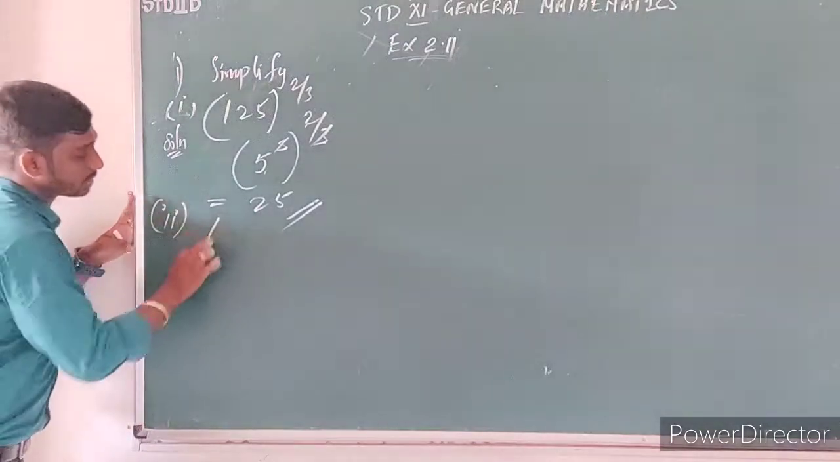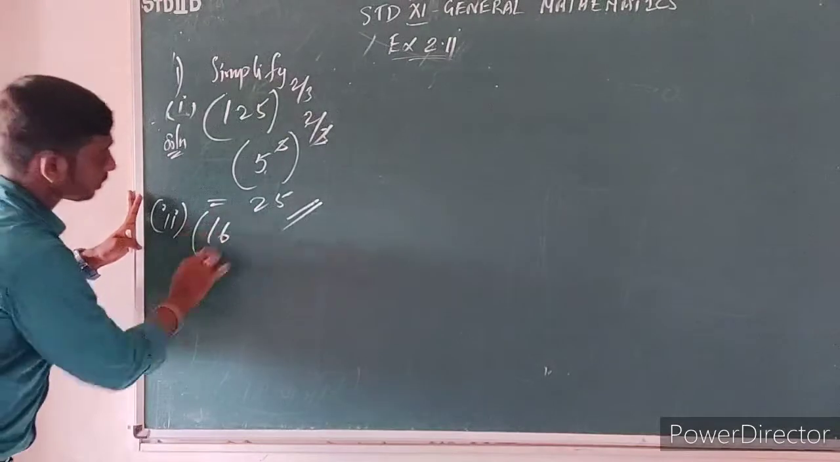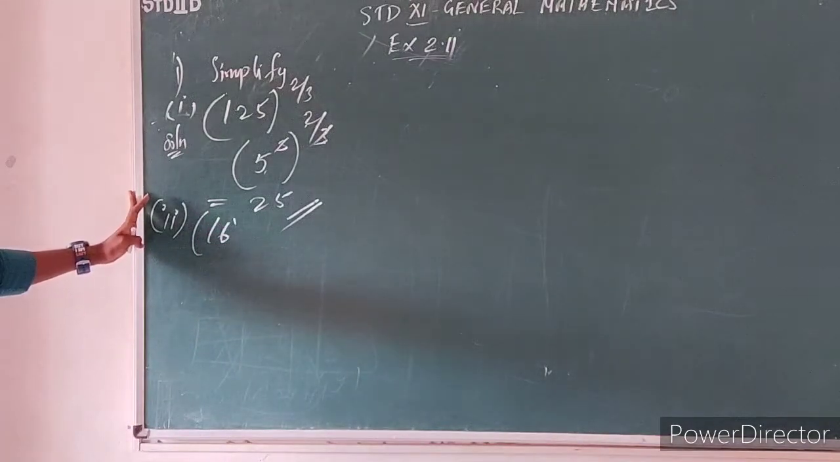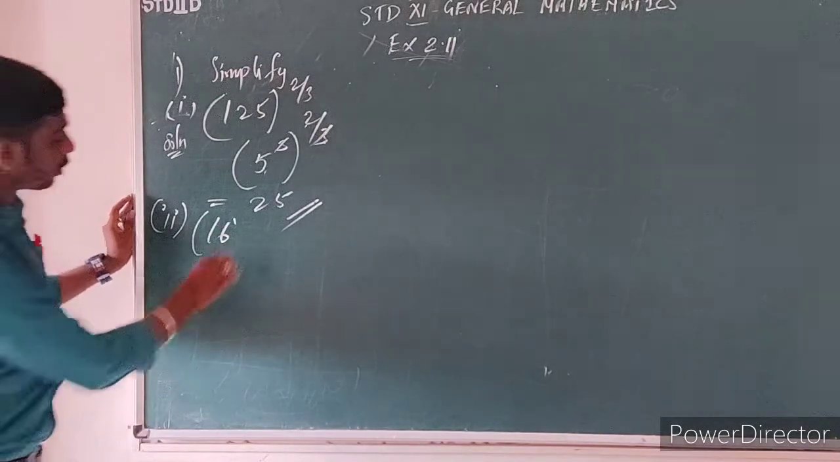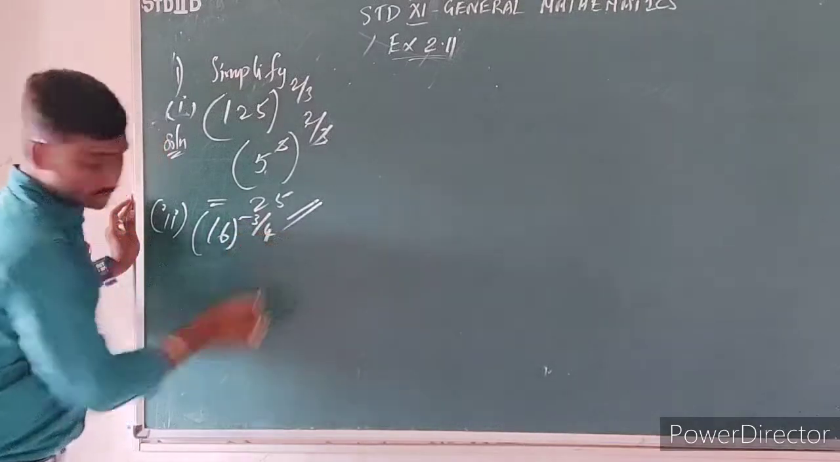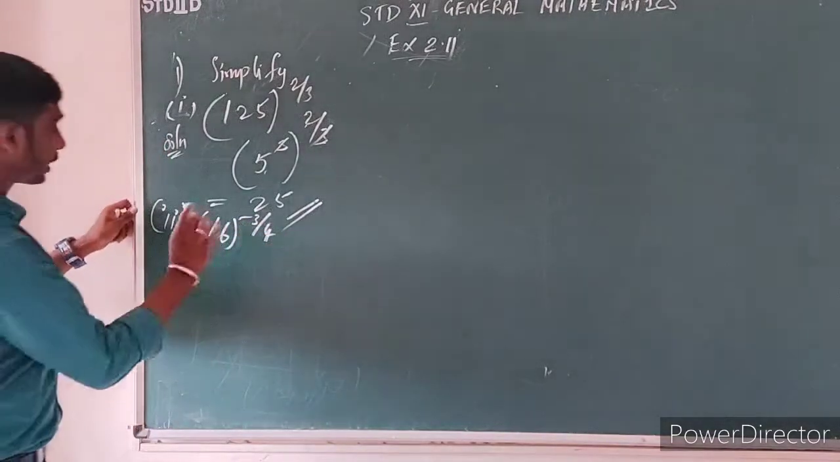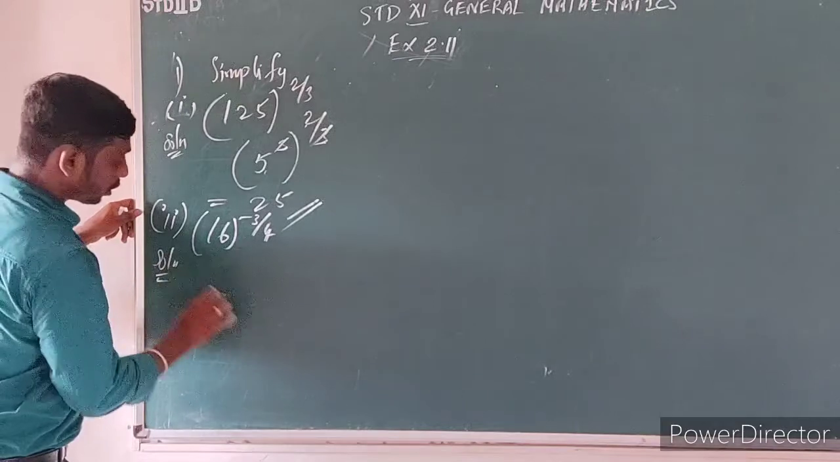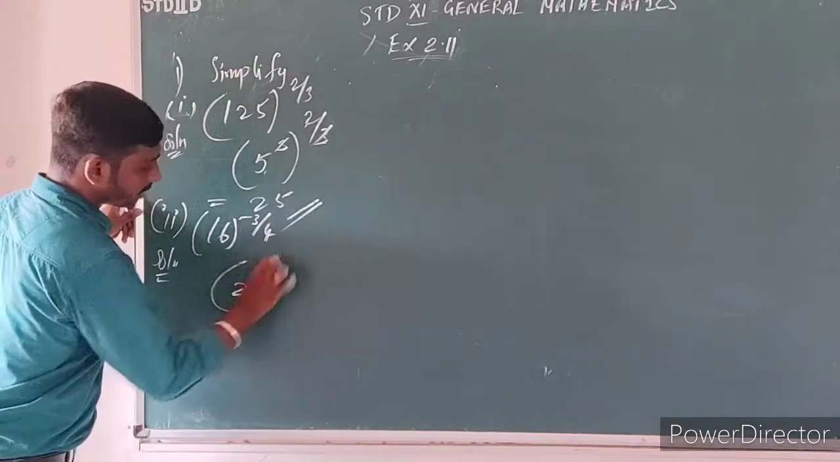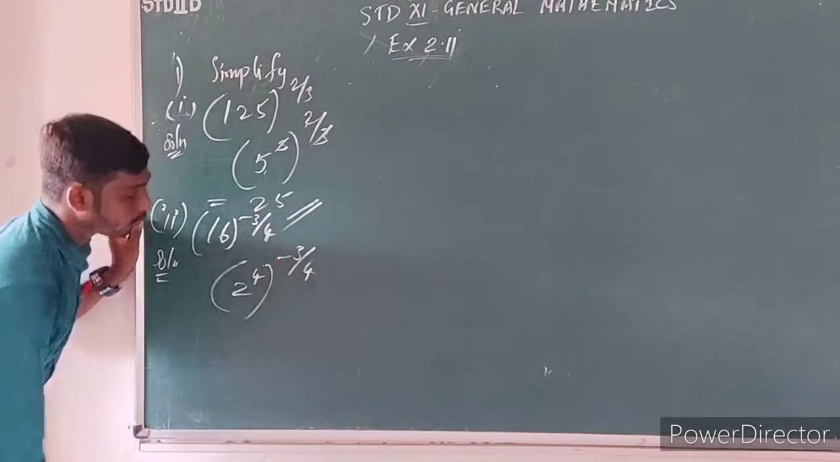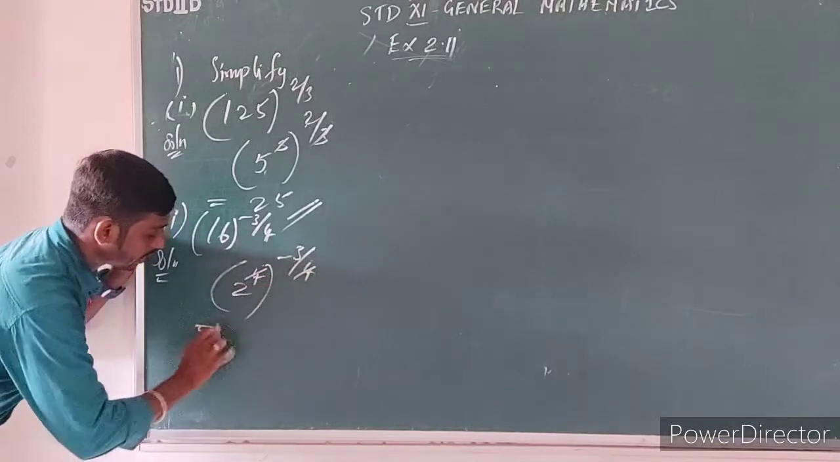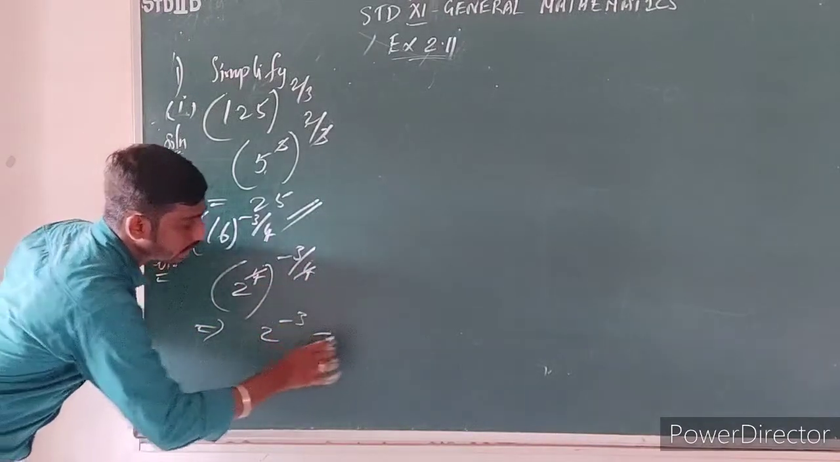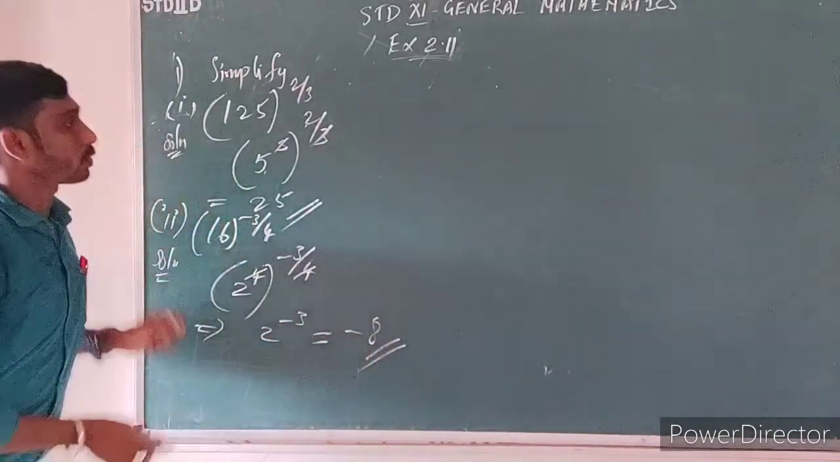What is the question given here? 16 power of minus 3 by 4. The same format we are going to use in this one. 2 power 4, then power minus 3 by 4. This 4 will be cancelled here. So 2 power of minus 3, that will be 1 by 8 is the answer for this question.